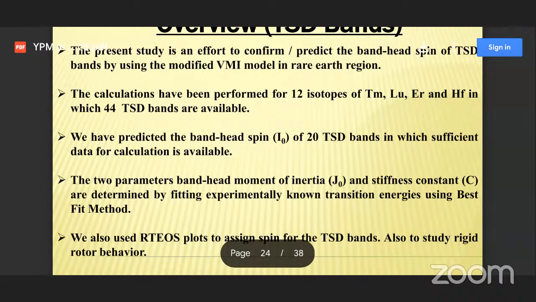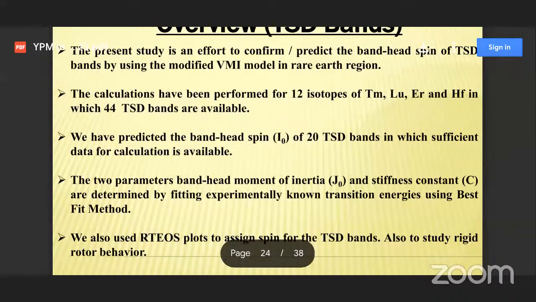We are able to predict the band head spin of the 20 TSD bands in which sufficient data for calculation is available. The important point to note here is why we are lacking in this data: because sufficient data from the experimentalists is not provided to us. So it is very difficult for the theoretician to go ahead without sufficient data.